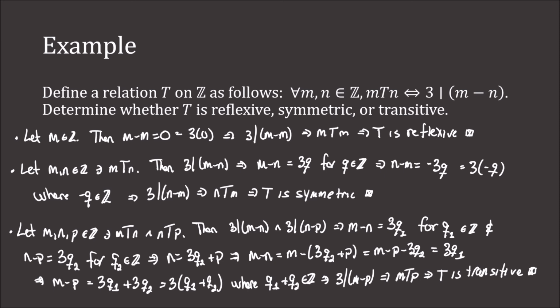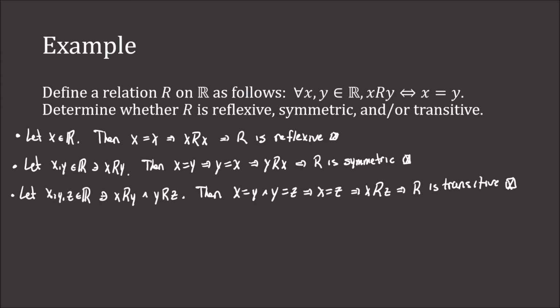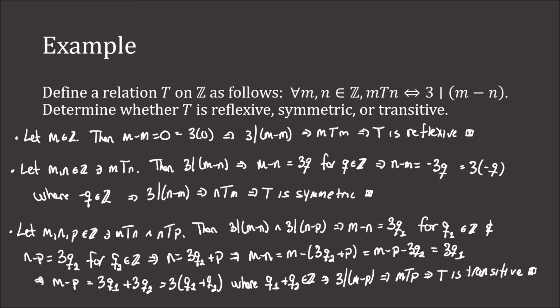Now, this relation, known as the congruence modulo 3 relation, is reflexive, symmetric, and transitive. We will actually be studying the congruence modulo relations in a future lecture. However, I do want to point out right now, so we had this T was all 3, and this R was all 3. If a relation is reflexive, symmetric, and transitive, then we give it a special name. It is then called an equivalence relation.